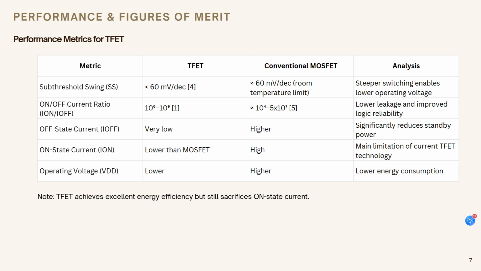The next metric is the on-to-off current ratio. A good transistor should have a higher on current for fast operation while maintaining a very low off current to minimize leakage. According to the literature, TFETs can achieve an on-to-off current ratio between 10 to the 6 and 10 to the 9, which is generally higher than the 10 to the 4 to 5 times 10 to the 7 reported for conventional MOSFET. A higher ratio improves switching reliability and reduces unwanted leakage.